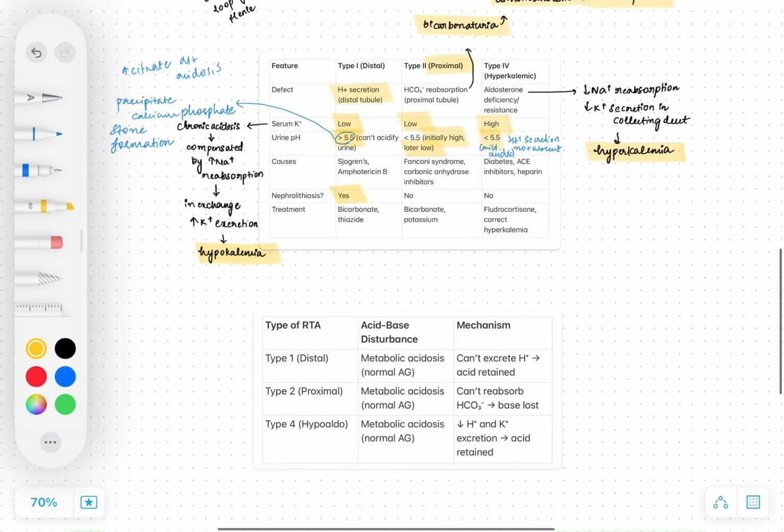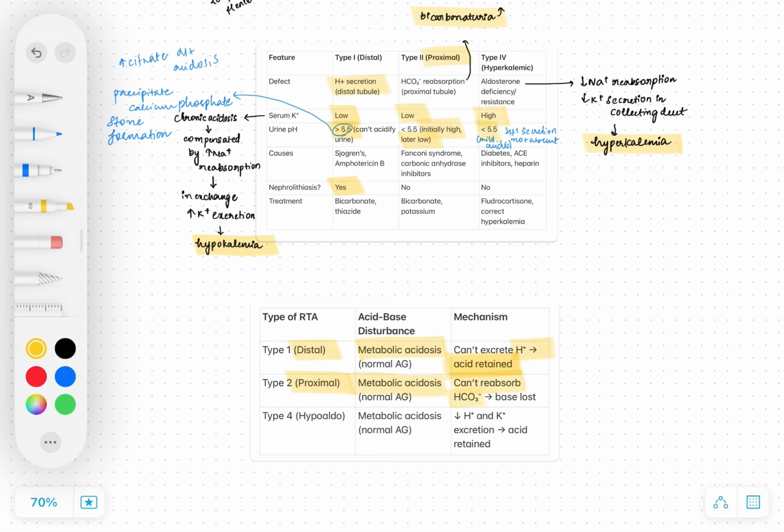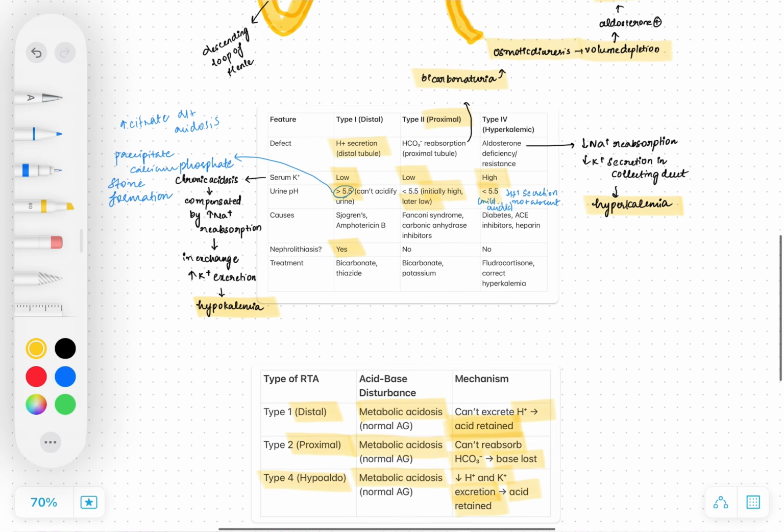So type 1 is the distal type. Here there will be metabolic acidosis because it can't secrete H plus ions, and the acid is retained, causing metabolic acidosis. Type 2 is the proximal type. Here also metabolic acidosis because it can't resorb bicarbonate ions, bases are lost, so there will be metabolic acidosis. Type 4 is hypoaldosteronism. Here also metabolic acidosis occurs because there is a decrease in H plus and potassium excretion, so acid is retained. So in all three cases there is an acid base disturbance, that is metabolic acidosis with normal anion gap.